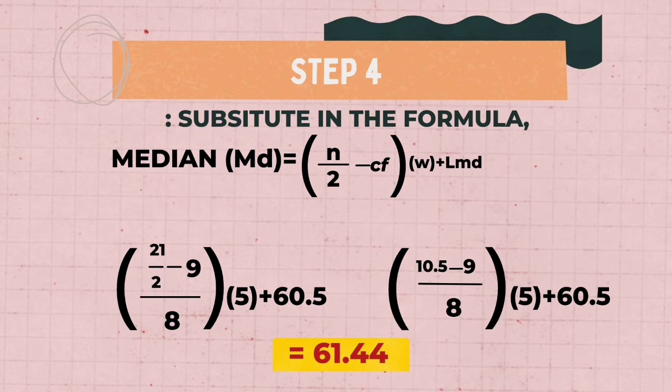Our CF is equal to 9 and F, the frequency of the median class, is 8, and W is 5. Since the interval in each class is 5 and L sub MD is 60.5, we can solve this by subtracting 0.5 from 61. By substituting in the formula, we have the median approximately equal to 61.44.